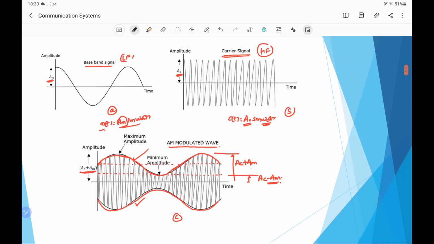In this diagram, this is the AC plus Am, which we have mentioned as A, and this is the AC minus Am, this is the minimum of the amplitude modulated wave, this is the B. So we are saying that A by B is equal to 1 plus mu by 1 minus mu, where mu is the Am by AC, that is the modulation index.